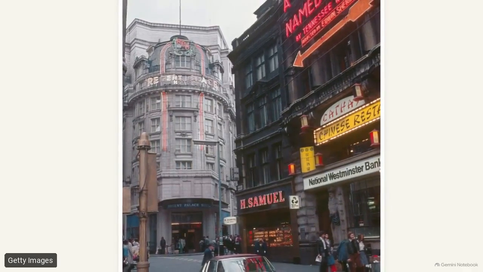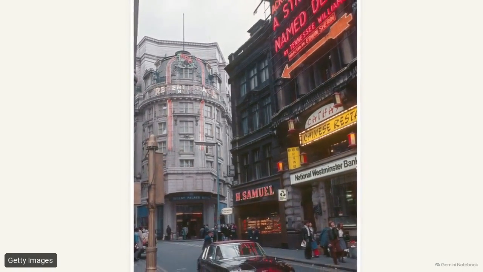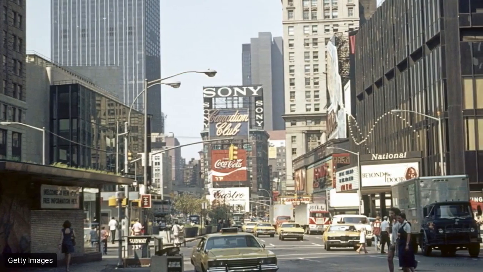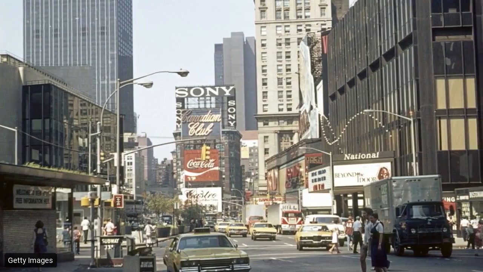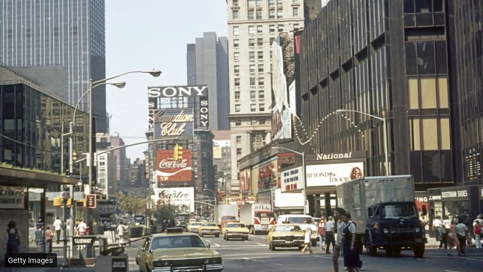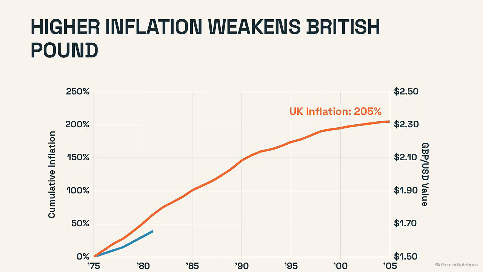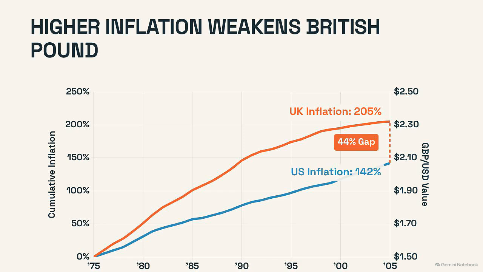We can test this theory against historical data. By tracking the economies of Great Britain and the United States between 1975 and 2005, we can see exactly how PPP handles reality. During that 3-decade window, the British economy experienced significant inflation. Overall prices in the UK rose by nearly 205%. In that same period, American prices rose by about 142%. That means British inflation outpaced American inflation by a distinct 44% margin.